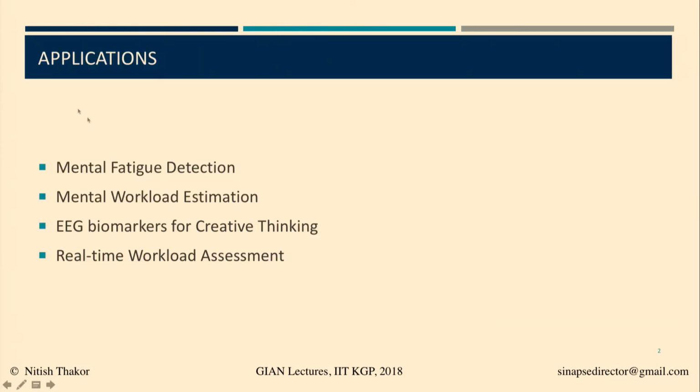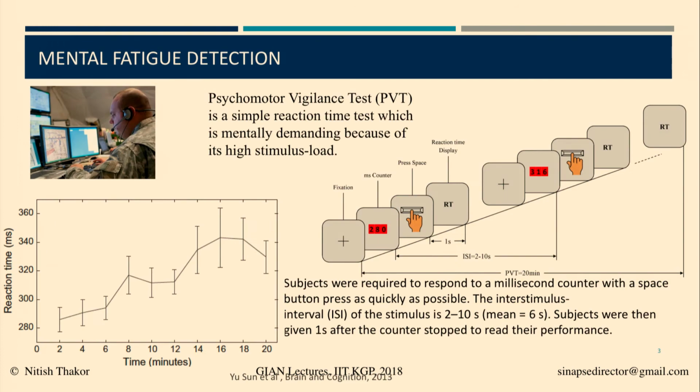So there are different kinds of applications like mental fatigue, mental workload, some of these things you're interested in, EEG biomarkers for creative thinking. But a lot of it right now, today, most people are focused on workload and fatigue in the context of different types of applications. So let's take one example. This is what is called a psychomotor vigilance test, where you're given a lot of different problems or challenges, right?